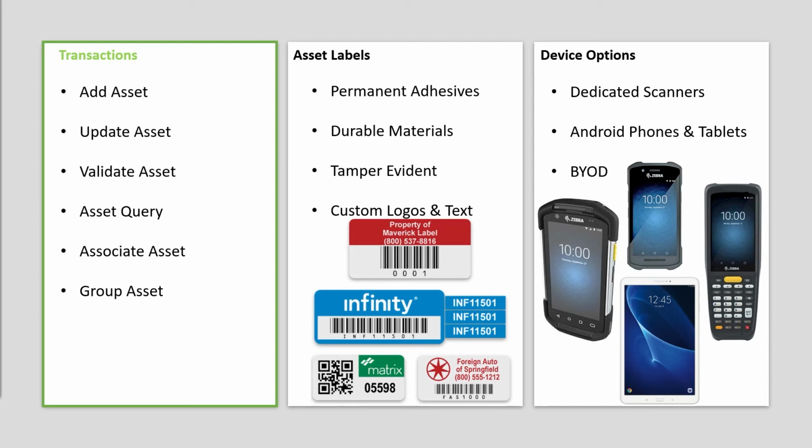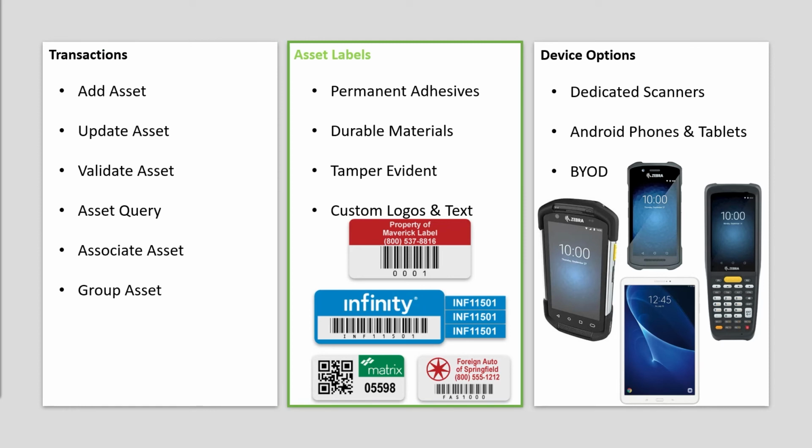The associated asset transaction is designed to assign a new asset tag to an existing asset within GP. This works great for adding tags to assets already in the system or replacing a damaged or missing asset label. Our group asset transaction allows for mass updates of assets for financial assignments, retirement, or even intercompany transfers.